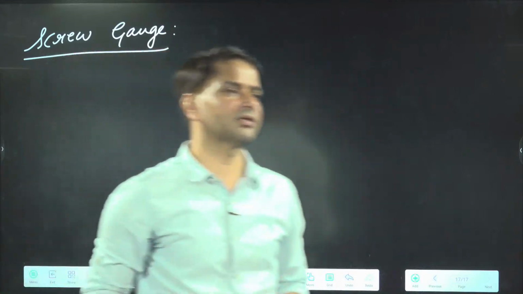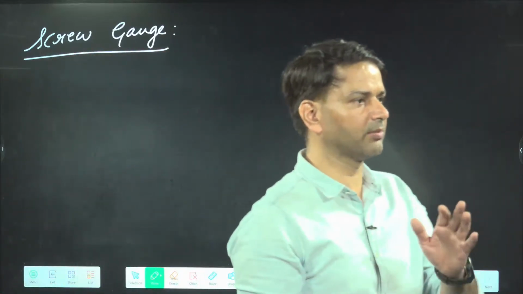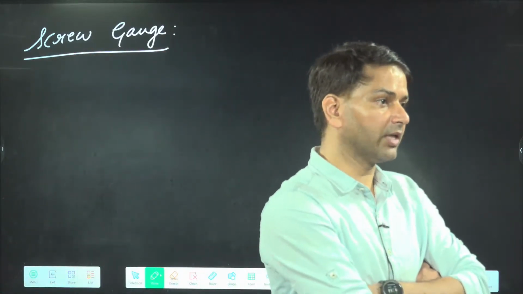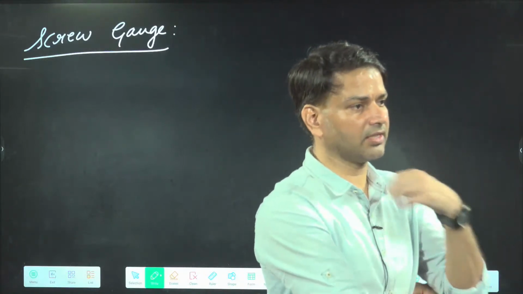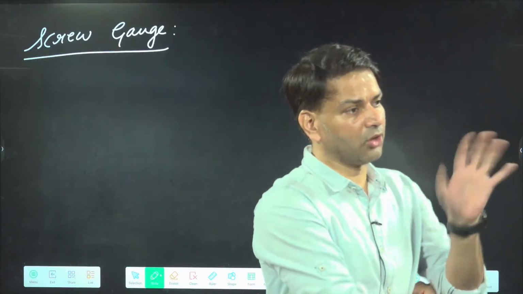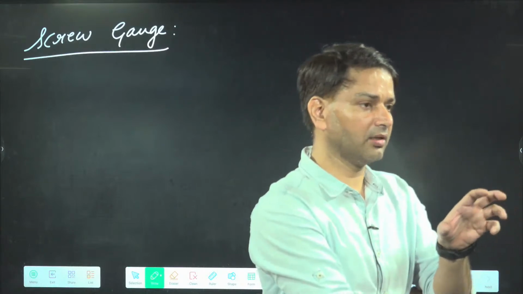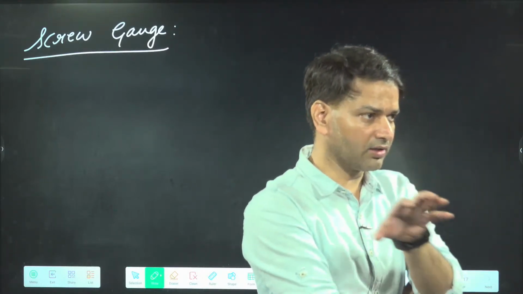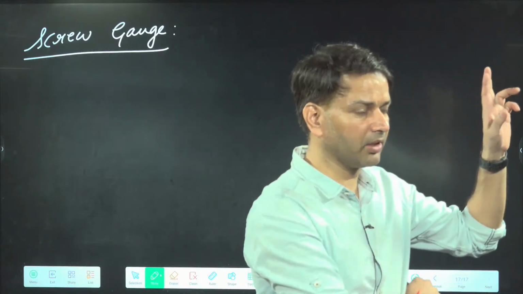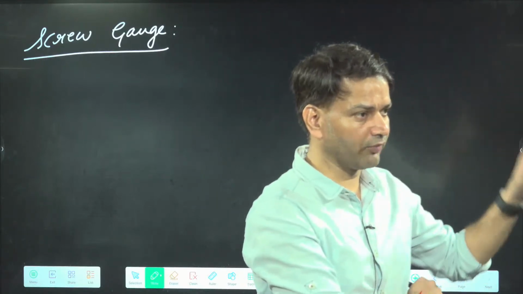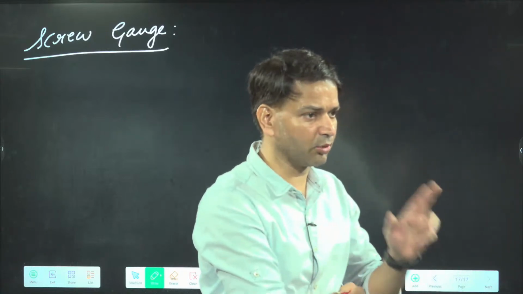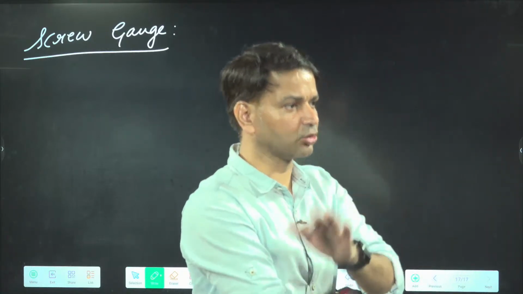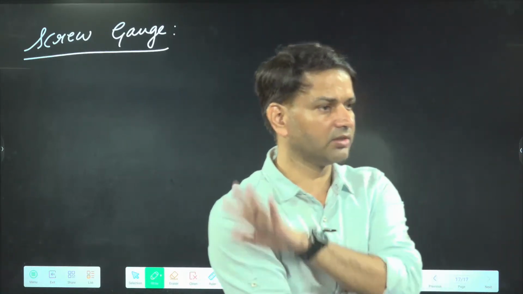Now what is a screw gauge? If you want to measure up to the decimal 3 place in a centimeter, then we use a more precise device, that is a screw gauge. A normal screw gauge has a least count of 0.001 centimeter. Like that way you can remember: normal scale 0.1 centimeter, Vernier calipers 0.01 centimeter, and the screw gauge 0.001 centimeter.